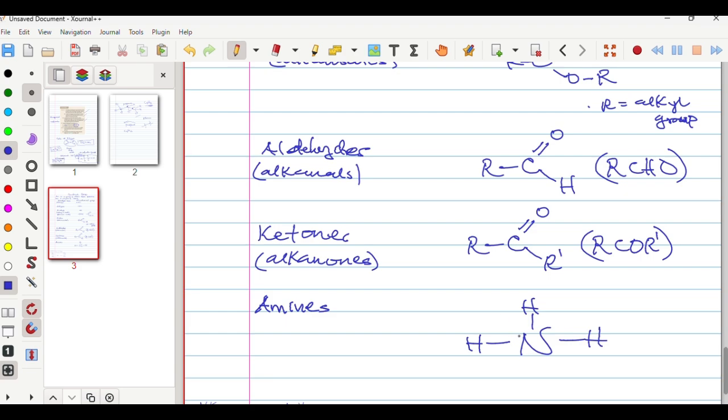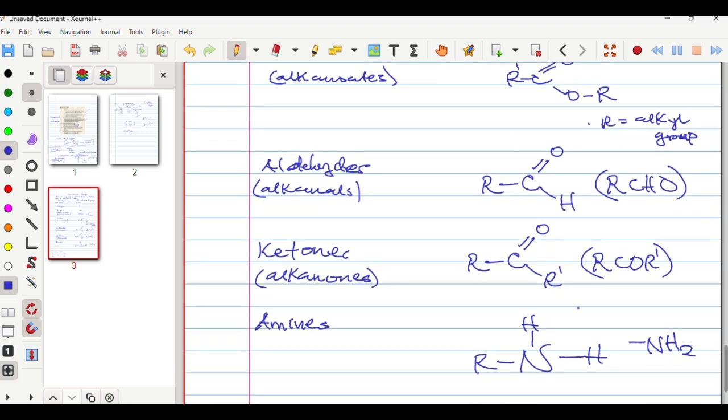To become amine, which is an organic compound, one of the hydrogens will be removed, will be substituted with an alkyl group. So it's going to be R like this, or R or just a bond. So sometimes you will see they will just write a bond like this and then NH2.